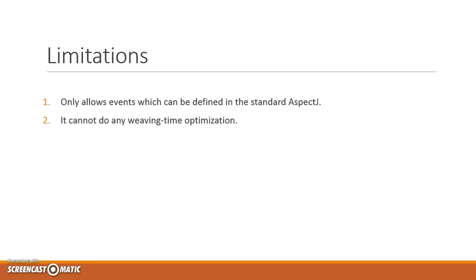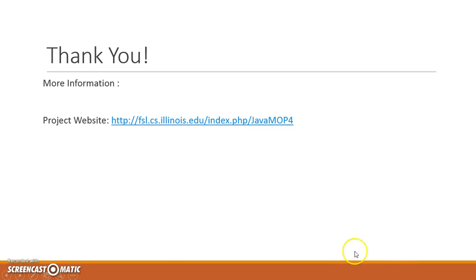So JavaMOP only allows events which can be defined in standard AspectJ. Another limitation is that weaving time optimization cannot be performed because JavaMOP relies on an external AspectJ compiler for weaving monitoring code. For more information, please refer to the following project website.